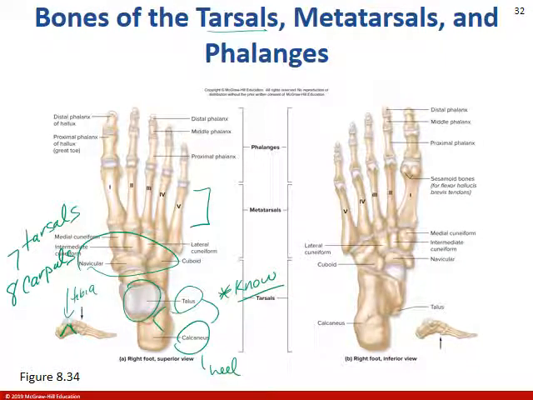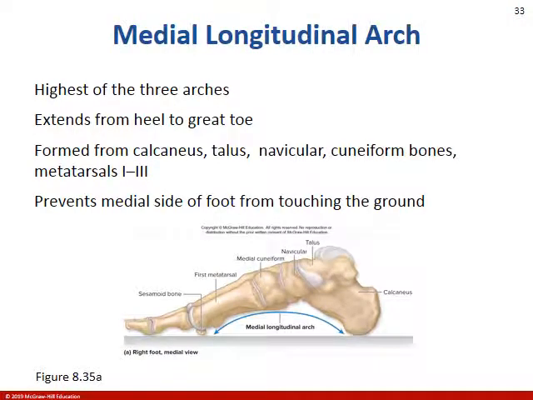Then we move on to the metatarsals. We have 1, which is the big toe side, and then we have 5, which is the pinky toe side. So kind of same setup as the hand. We still have proximal, middle, and distal phalanx that make up phalanges, and for the first digit, we only have a distal and a proximal. There is no middle.